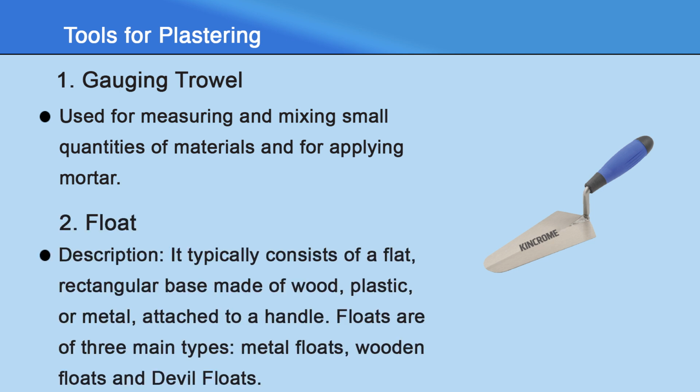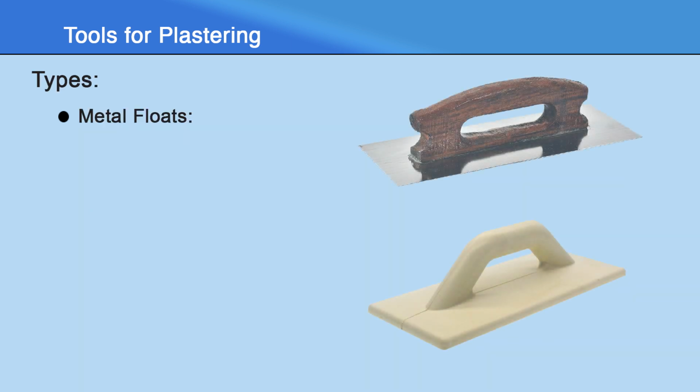Second, float. It typically consists of a flat, rectangular base made of wood, plastic, or metal attached to a handle. Now, floats are of three main types, them being metal floats, wooden floats, and devil floats. Now, getting into the details of these different types of floats, starting with metal floats.